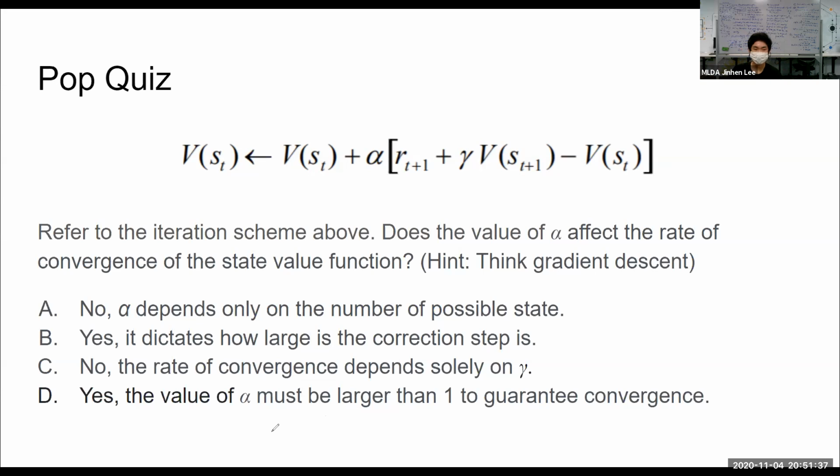And D, the value of alpha must be larger than 1. No, in deep learning, when you are doing gradient descent, you seldom set alpha to be larger than 1. In fact, you never set alpha to be greater than 1. It's typically in the range of 0.001. So for B, I'll not explain with this funny graph again.